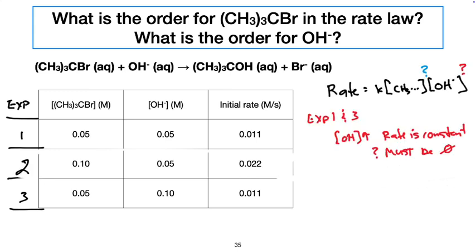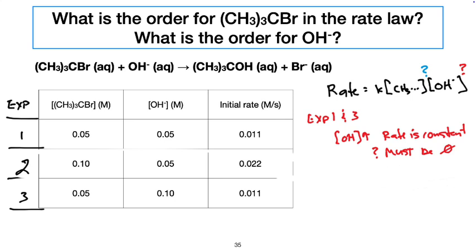Okay, so I'm comparing experiment 1 and 3. Hydroxide increased, rate stayed the same. The order with respect to the hydroxide must be 0 order. Cannot show up in my rate law. Anything to the 0 power is going to be 1, so it has no effect.